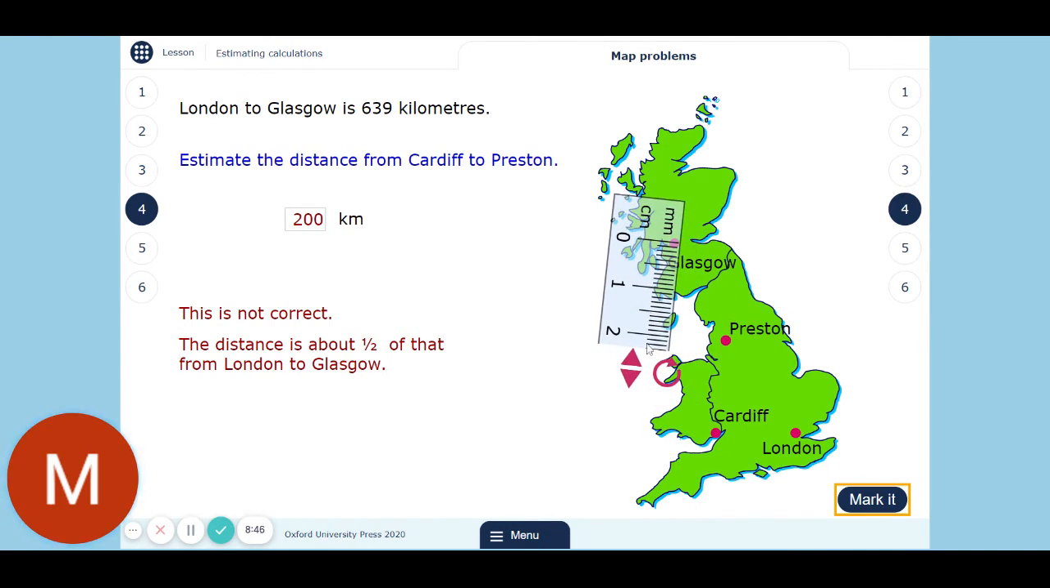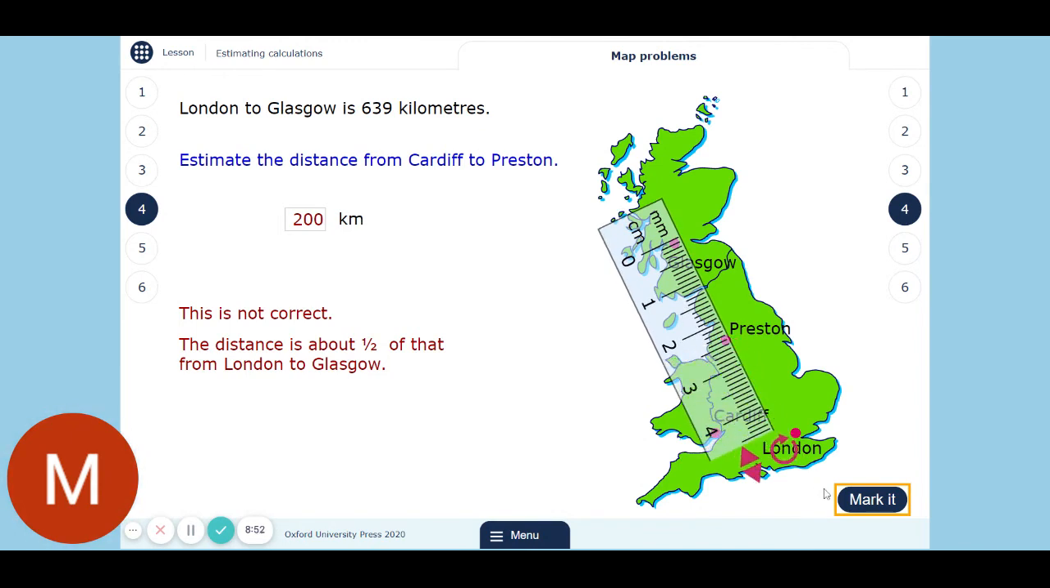Because, as we said before, if it's 2, and this one's more like 5, then it's not exactly half, but we'll go with what they say anyway. So let's say 320.